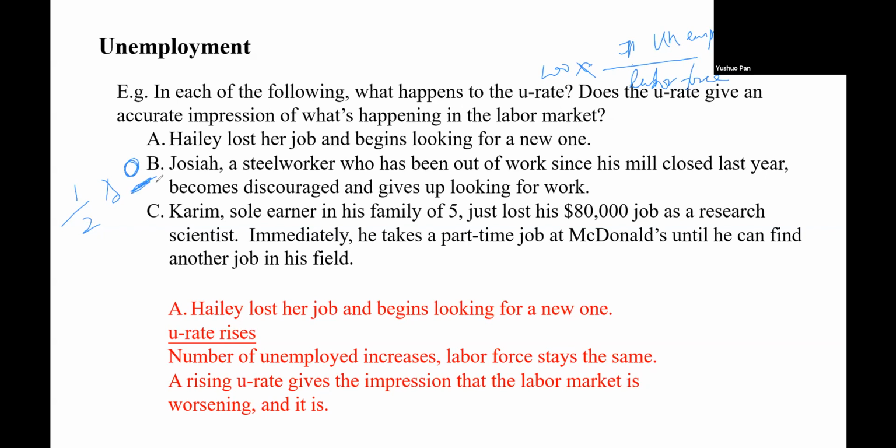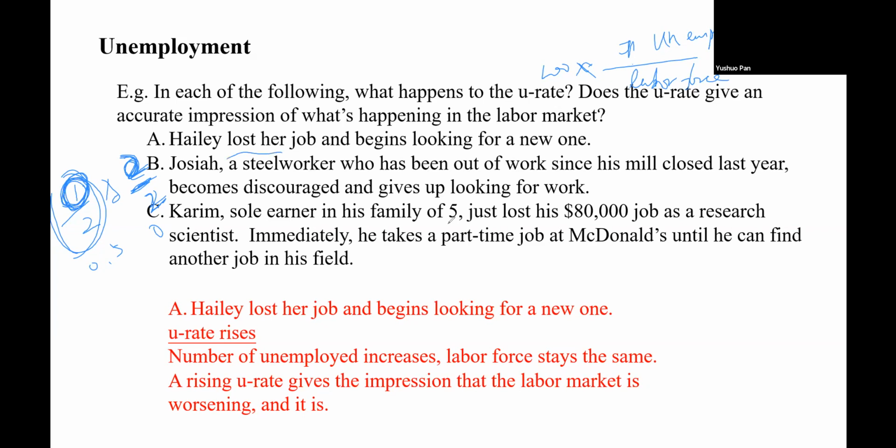What happened to the denominator, to the labor force? Well, before, two people wanted to work, and at this moment, although Haley lost her job, she is still looking for a job. So the labor force doesn't change. Sorry, my bad. The unemployment rate should be here. Before, two people were in the job market, one already worked, which is Haley, and another was looking for a job. So before, the number of unemployed was equal to 1.